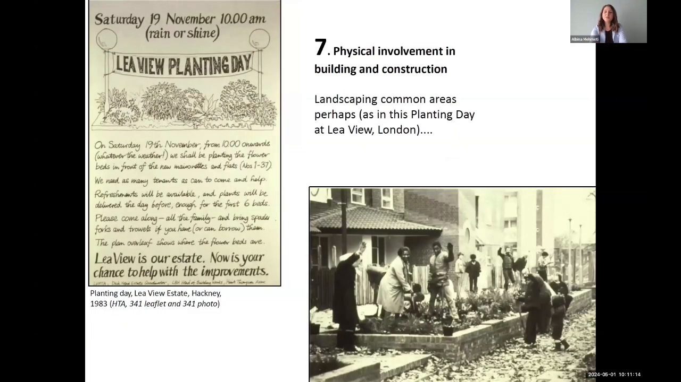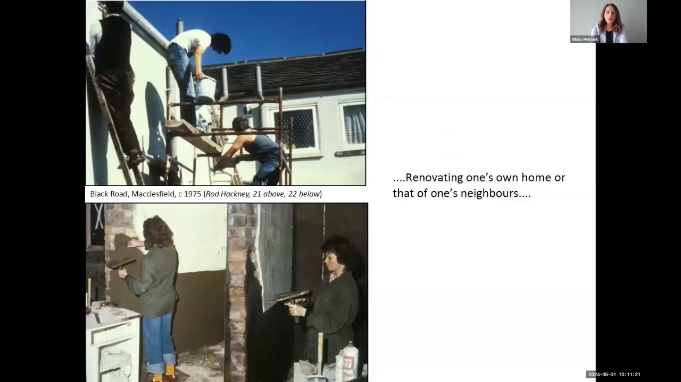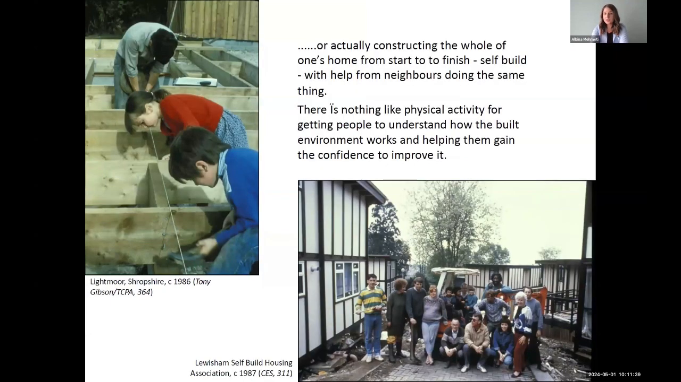The seventh one is physical involvement in building and construction, landscaping common areas, perhaps, for example, as we can show in the picture, the planting day at Lee View in London, which gathered all the locals and the community to work on this landscape project. An example can be renovating one's own home, which includes other neighbors as well, or actually constructing the whole home from start to finish. So there is nothing like physical activity for getting people to understand how the built environment works and helping them gain the confidence to improve it.